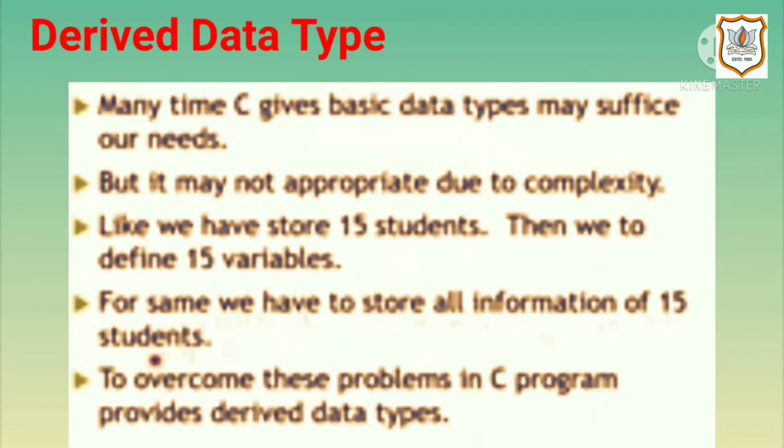Next one is derived data type. Many times the basic data types given by C may suffice our needs, but they may not be appropriate due to complexity. Like, if we have to store 15 students, then we have to define 15 variables for the same, and we have to store all the information of 15 students. To overcome these problems, C provides derived data types. Examples of derived data types are array, structure, union, and pointers.